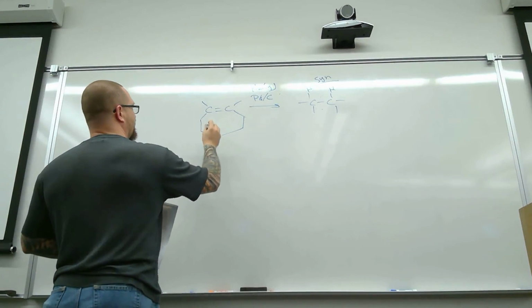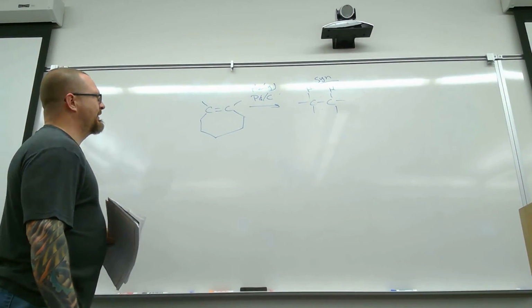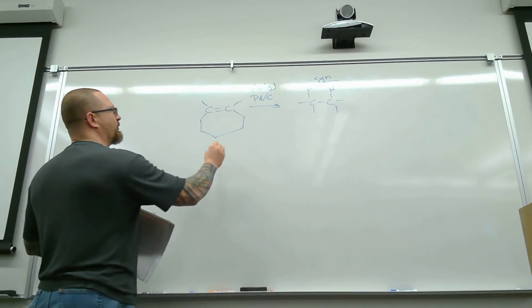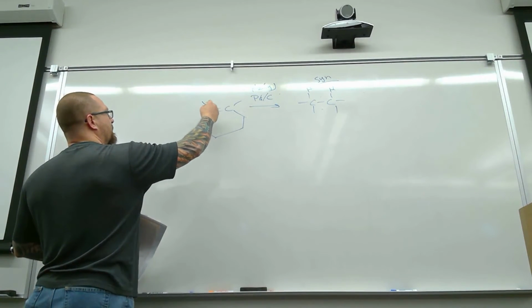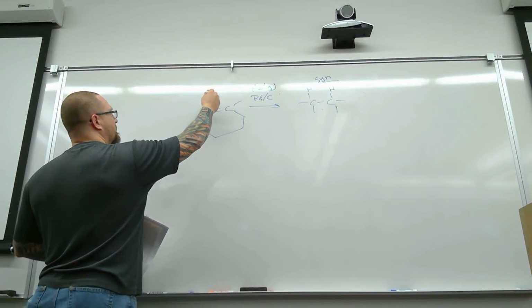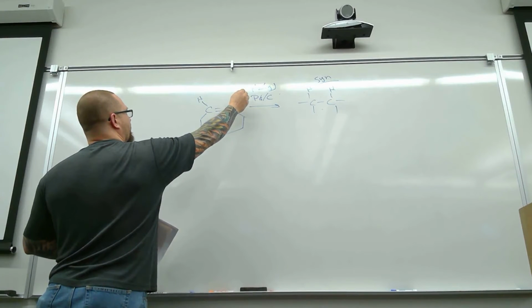Oh man, did I just do a 7-membered ring? 1, 2, 3, 4, 5, 6. Yep. Cycloheptane. Not going to do that again on purpose. Let's see here. Just knock out a side. Nah. No, we're rolling with it.